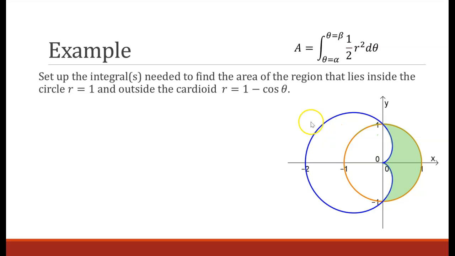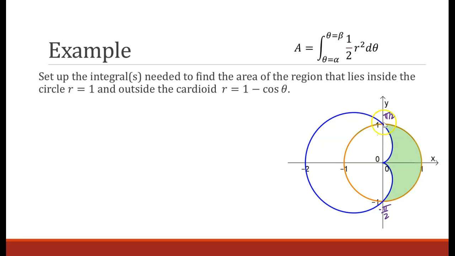All right, so let's go ahead and get started thinking about this one. So we're going to go ahead and set up two integrals here. So first, I'm going to find the area of the semicircle between negative pi over 2 and pi over 2. So down here is negative pi over 2, and up here is pi over 2. So first I'm going to find the area of the semicircle here.